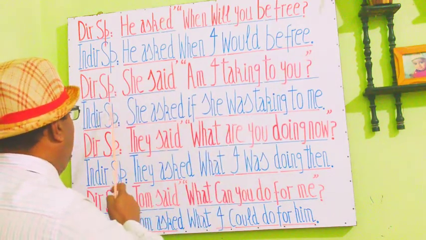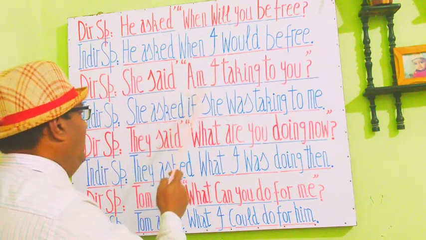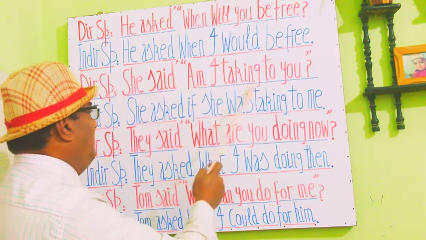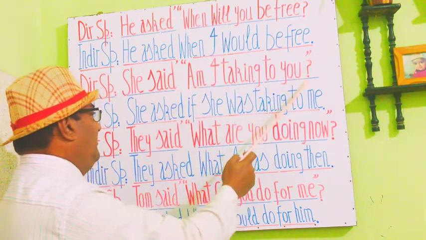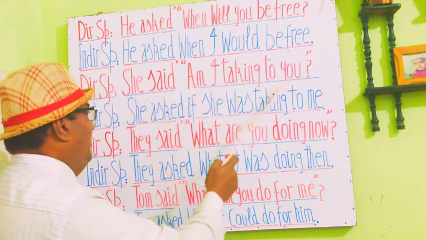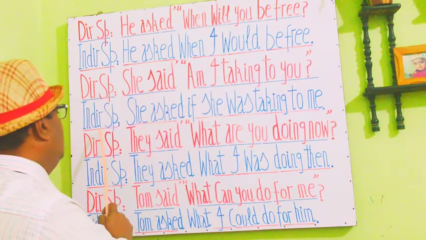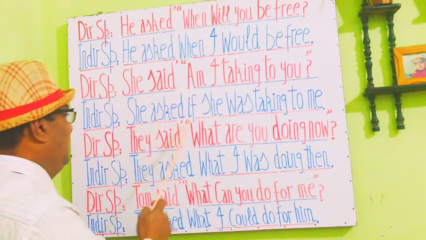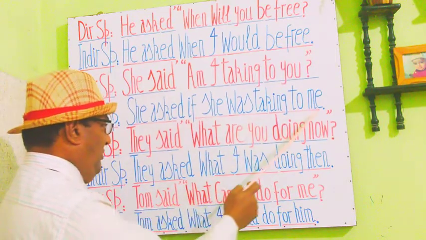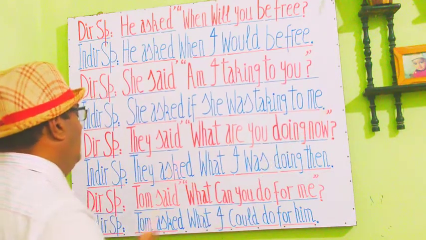Let's see the next statement in direct speech. She said, am I talking to you? Am is close, interrogative sign. Let's see its change in indirect. She asked if she was talking to me.